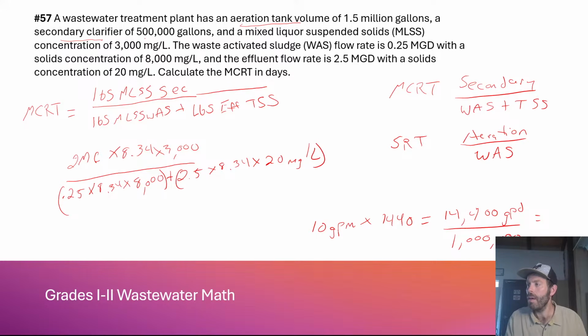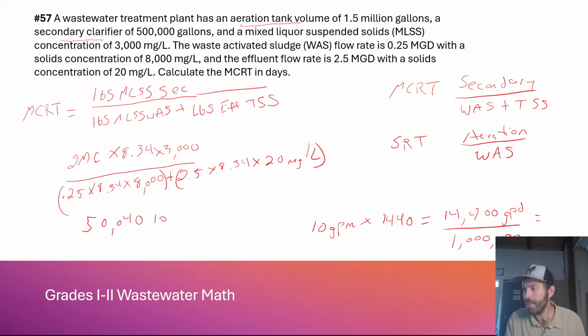Okay. You're going to solve the inside of the parentheses first. So I'm going to bring it down here, where we've got 2 times 8.34 times 3,000. I've got a lot of scribbles. I made a lot of adjustments to this math problem yesterday because it didn't make any sense after I'd written it out. 50,040 is what I've got. Is that right? Yep.